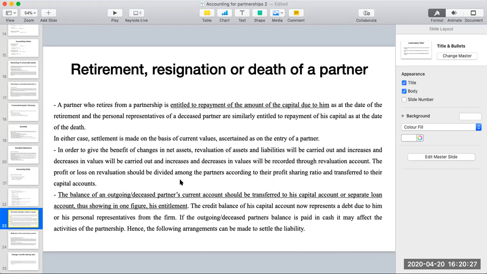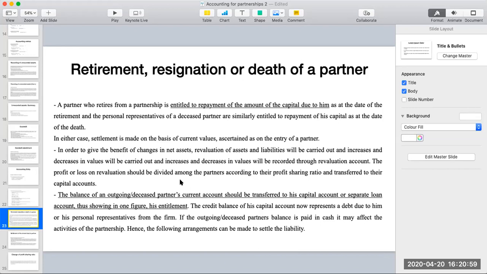So the balance, whatever is remaining in the current account, will be transferred to his capital account. Or it can be transferred to a separate loan account. Whatever it is, this is the total amount that is entitled to the retired, resigned, or dead partner. If it is a deceased partner, that will be paid to an authorized representative. So anyway, this will be paid to that partner.